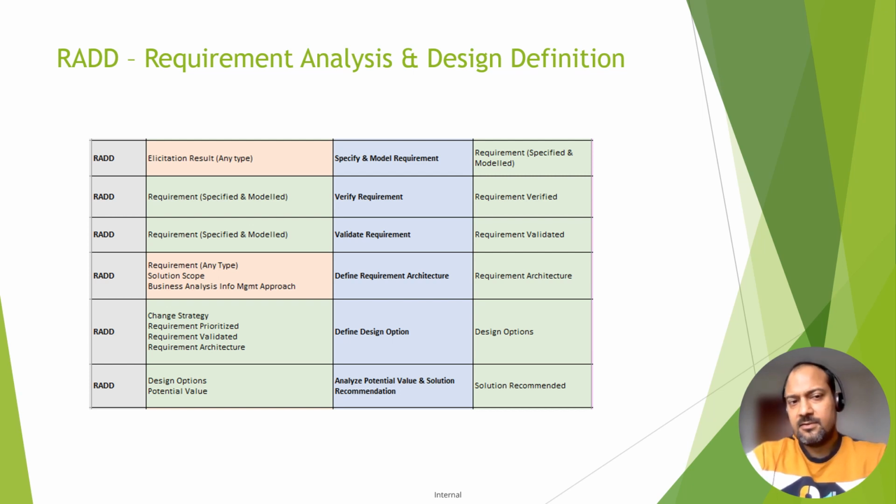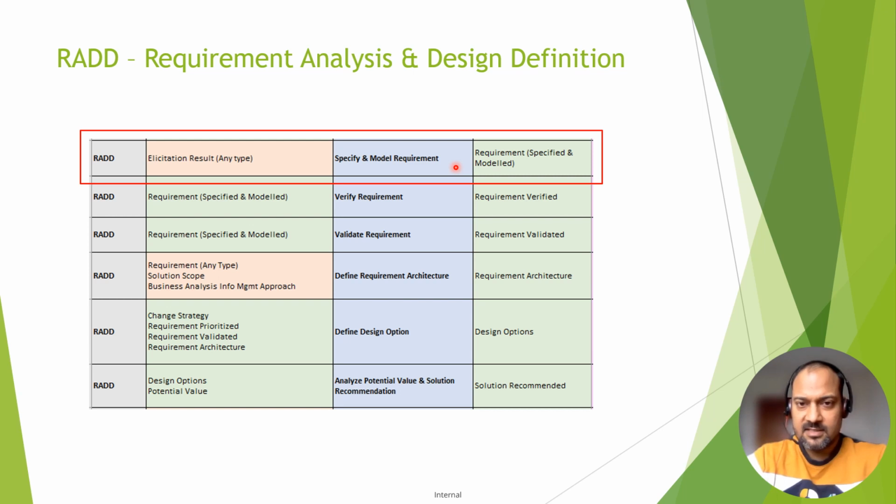Now here, these are the tasks, and specify and model requirement is the first task that we'll go through in this session. The input for specify and model requirement is the elicitation result, and it could be in any stage, whether confirmed or unconfirmed. I hope you have gone through my previous videos on elicitation and collaboration, where we talked about elicitation results. Once this input goes into specify and model requirement, we get requirements specified and modeled.